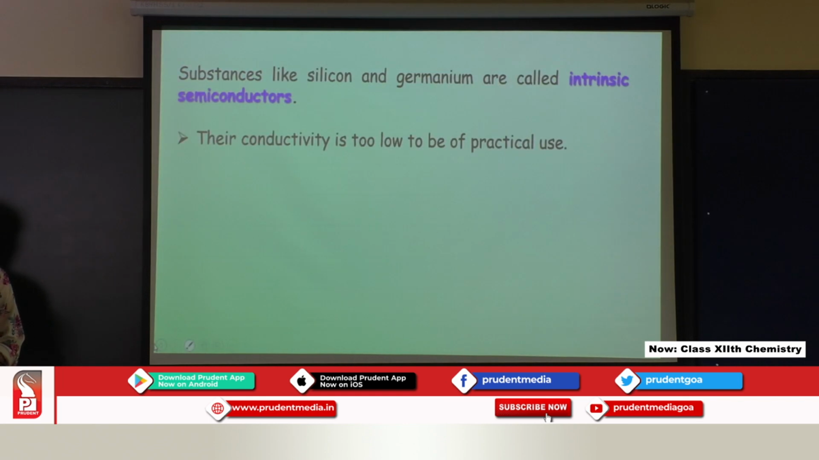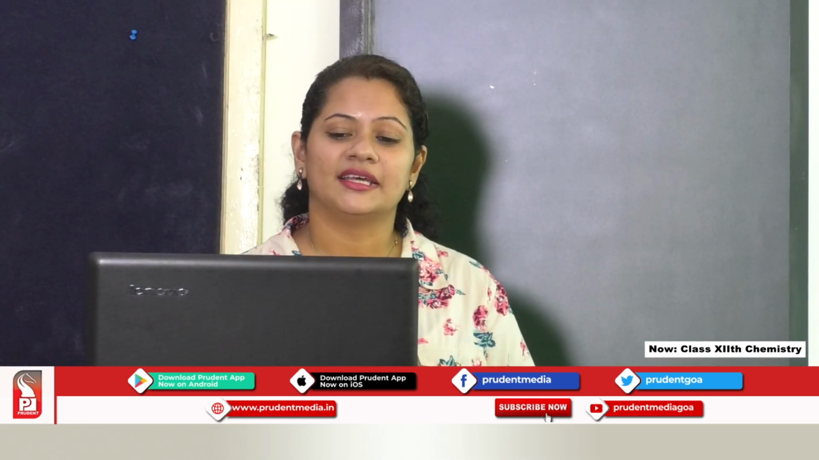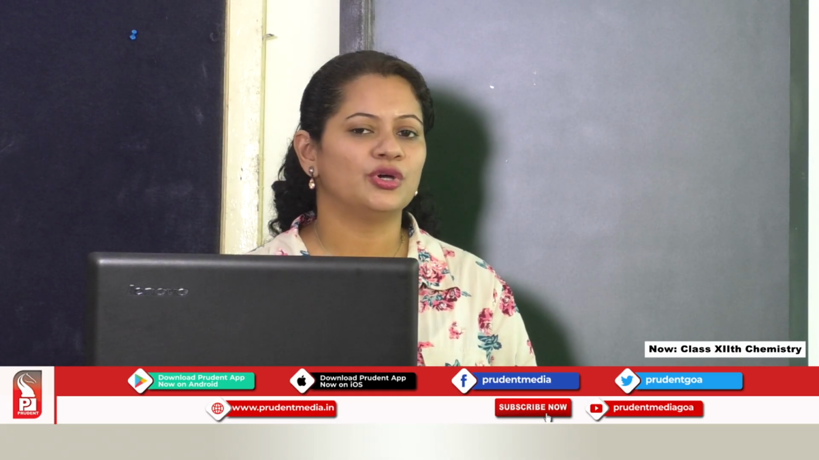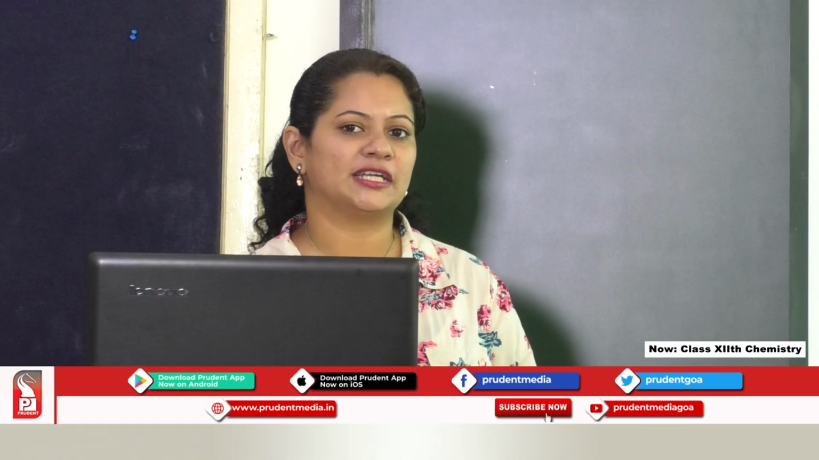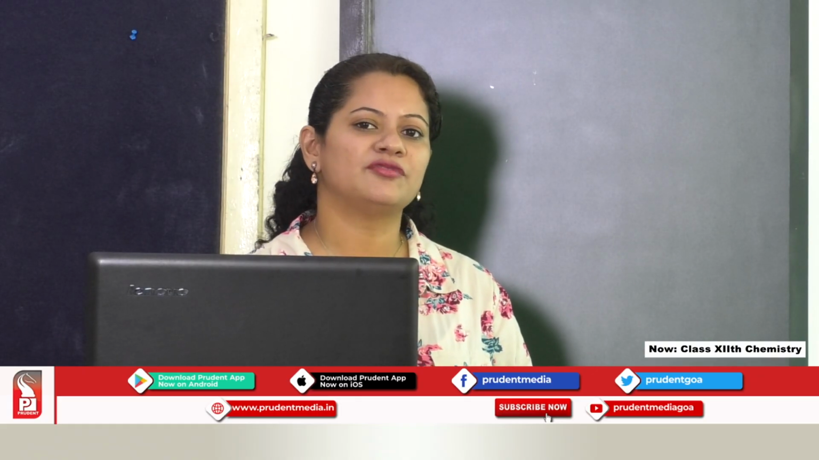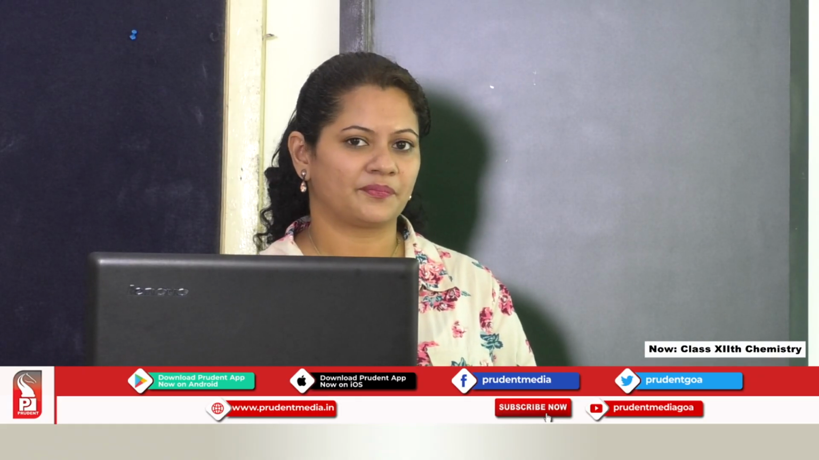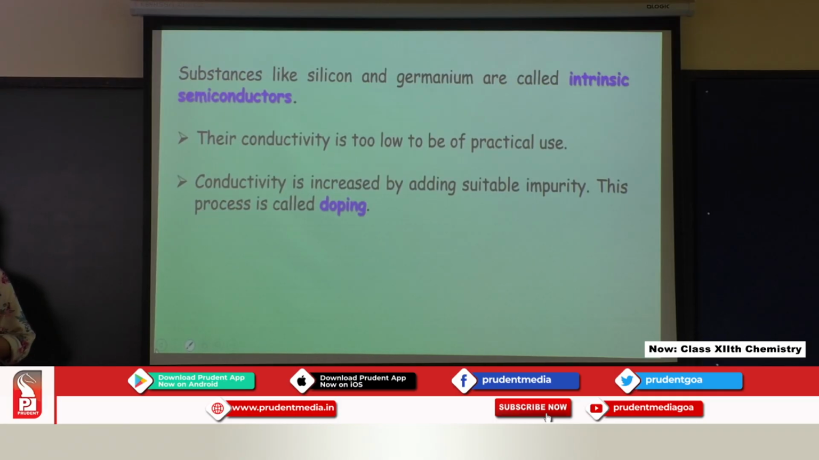Substances like silicon and germanium are called intrinsic semiconductors. Their conductivity is too low to be of any practical use. Hence, we would like to increase their conductivity. This can be achieved by a process called doping. Doping is carried out by the addition of a suitable impurity to semiconductors.